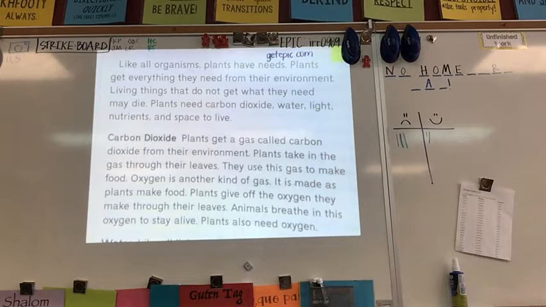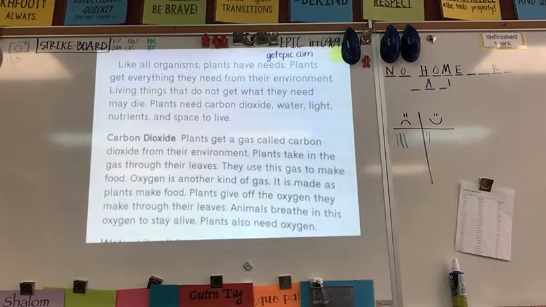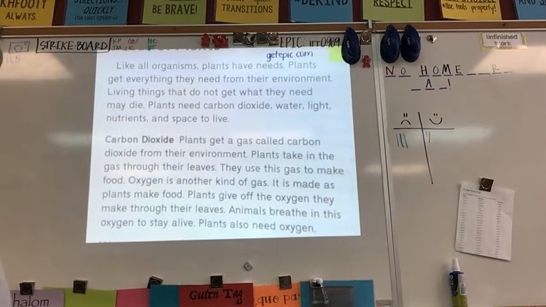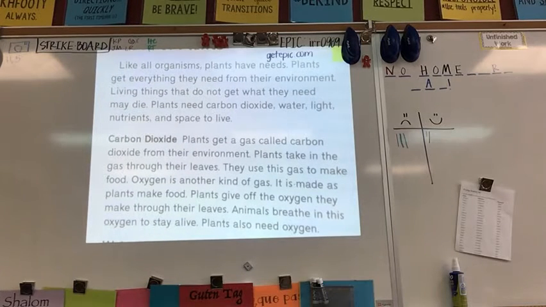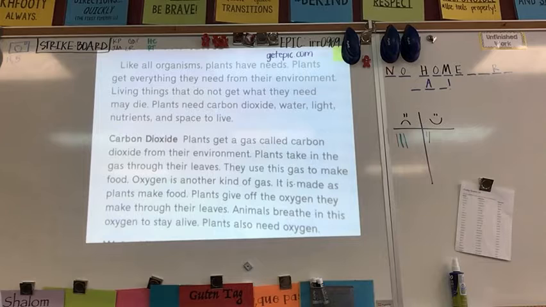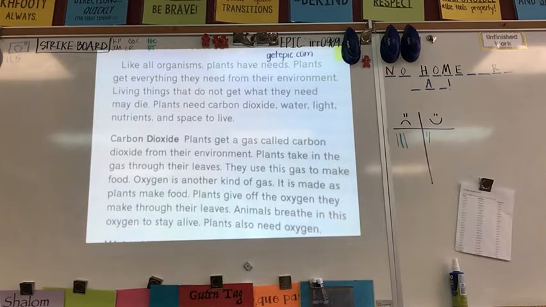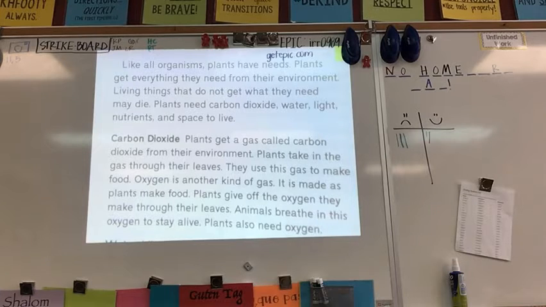Oxygen is another kind of gas. It's made as plants make food. Plants give off the oxygen that they make through their leaves. Animals breathe in this oxygen to stay alive. Plants also need oxygen. So someone asked, what about oxygen? They do, but the carbon dioxide is more important to them. They give us oxygen because they filter that out from the carbon dioxide.